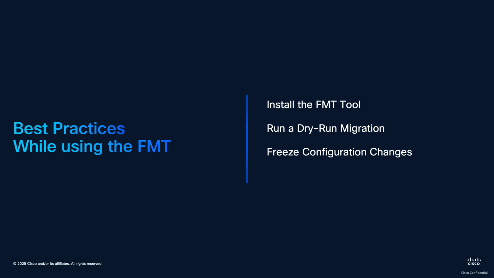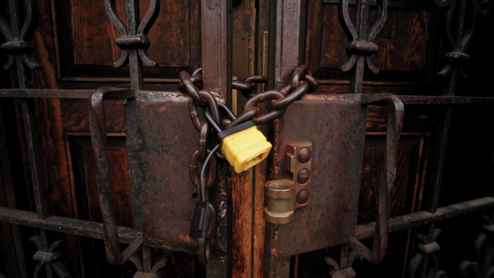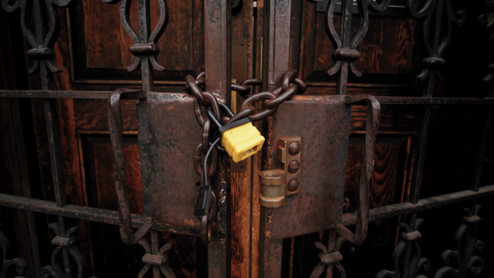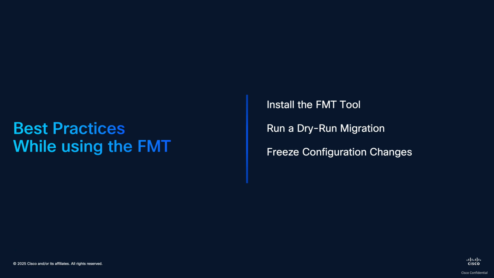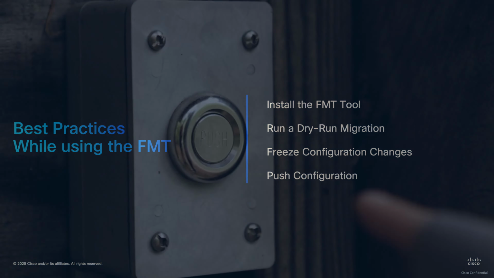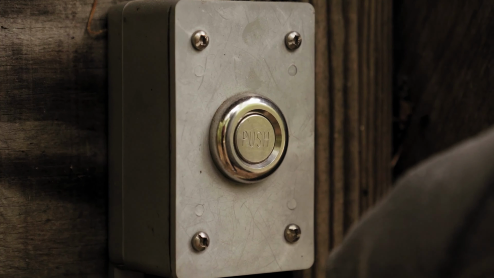Freeze configuration changes. During migration, freeze changes on the source firewall. If changes are unavoidable, replicate them on the target firewall later. Finally, push configuration. Use the FMT tool to push the configuration to the target firewall.